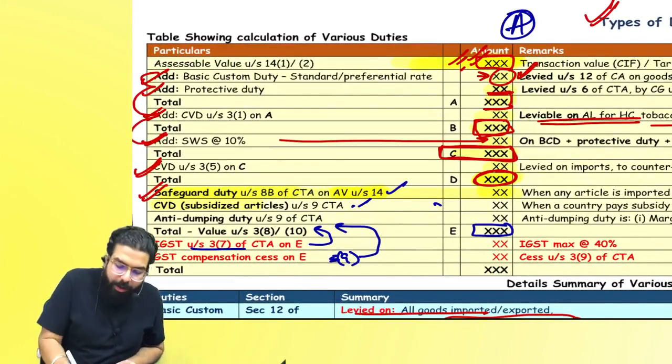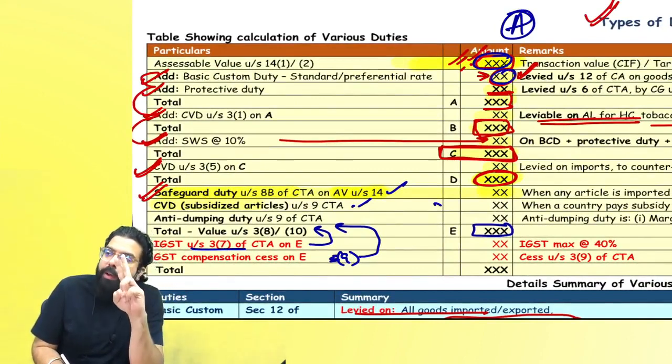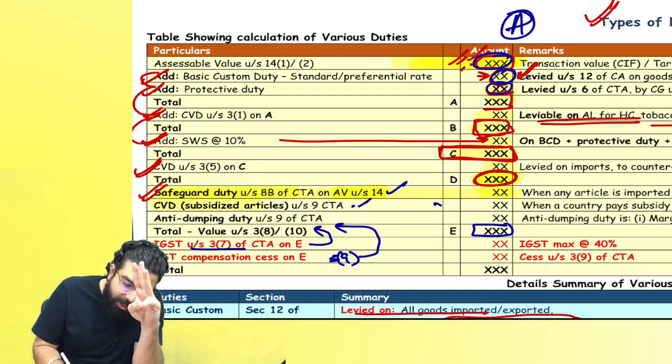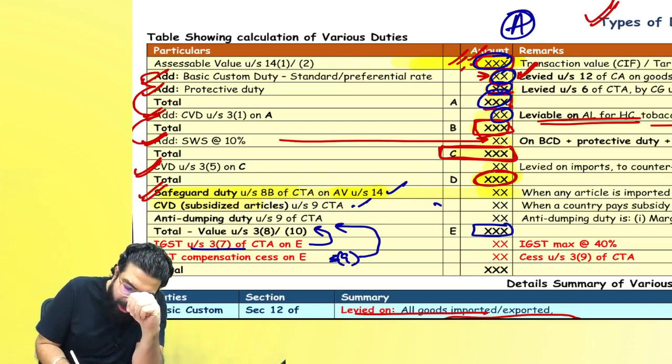You have to remember, first of all, take the transaction value or tariff value, add basic custom duty, which is standard rate or preferential rate. Then you have to add protective duty, the total will come. On that, you have to add CVD 3.1 on the value, which is the A point over here. The total pay, you will have to go ahead and charge, not on the total.